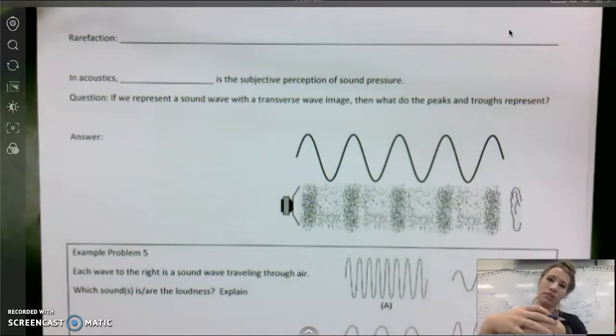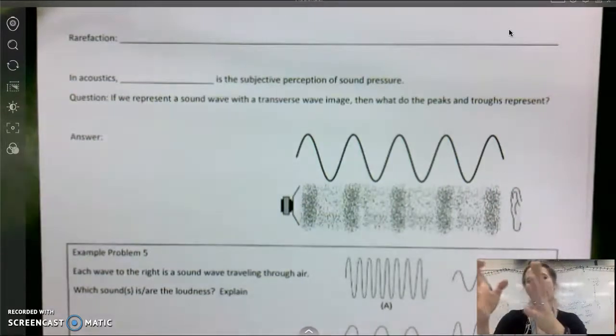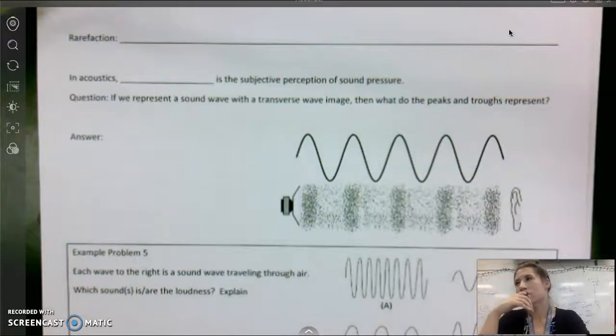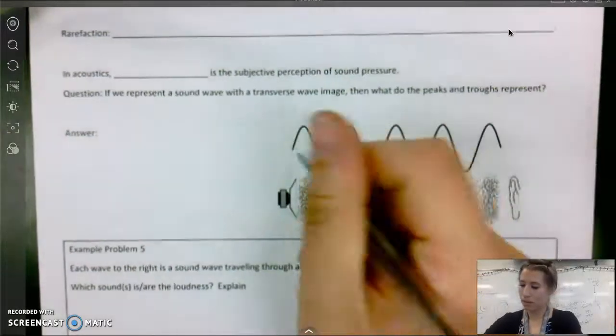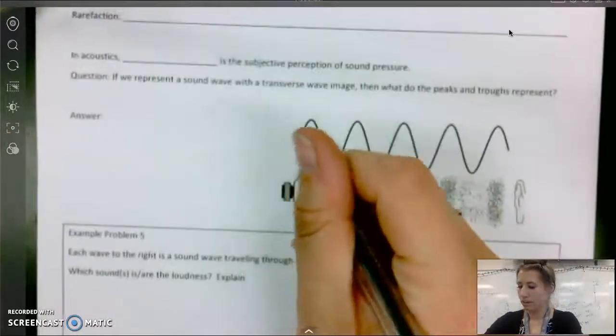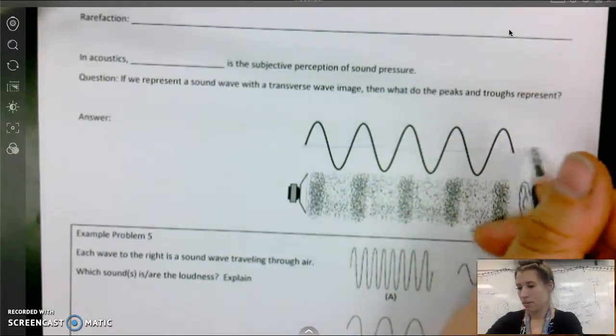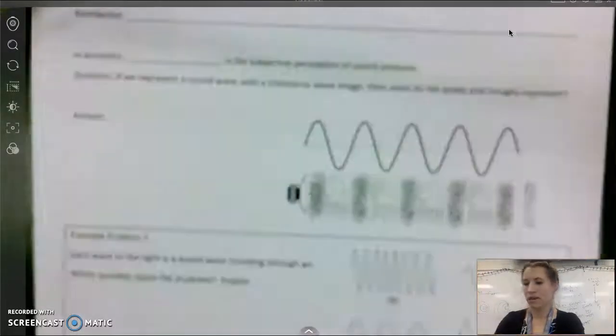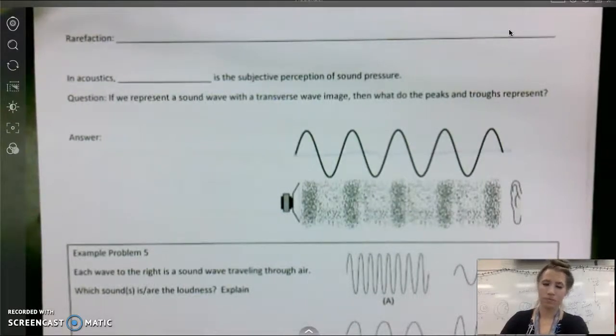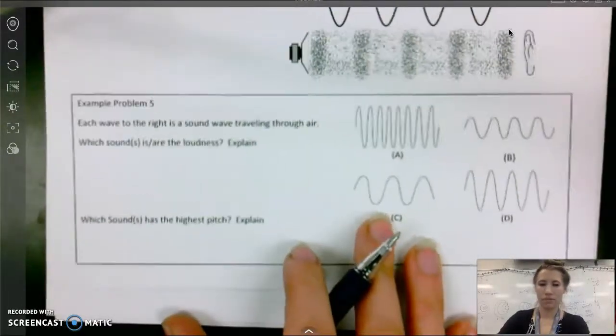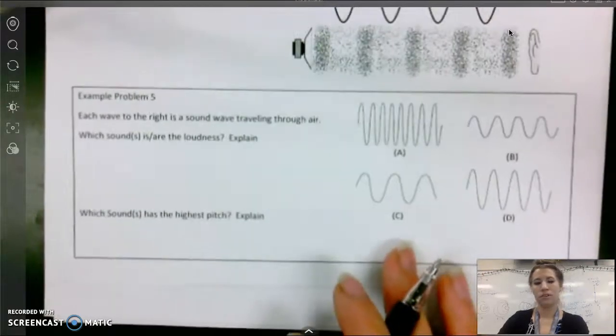And those compressions, how compressed those air molecules are, particles, molecules, whatever is in the air that we're working with, that is directly related to loudness. So the greater the compression, the greater the loudness, which would mean if we're talking about this transverse wave here, the greater the amplitude is, the greater the loudness. Okay. Now these are sound waves, and so that means they travel the same speed.